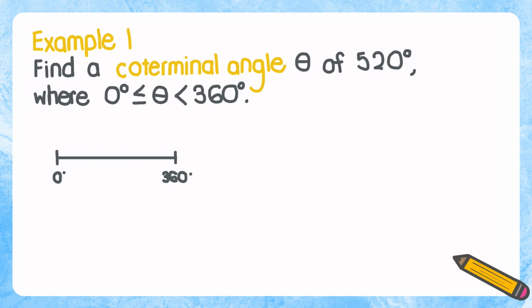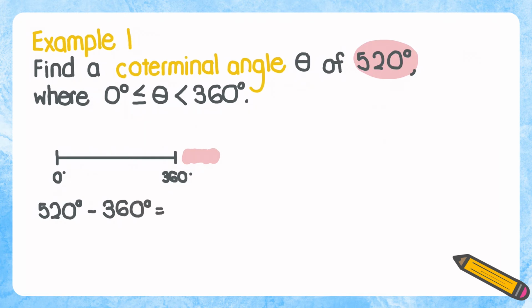So I noticed that 520 degrees, which is the given angle, is larger than 360 degrees. So it would fall in this area. And then how can we find a coterminal angle? Well, we simply start with 520 degrees and subtract a full circle from it.